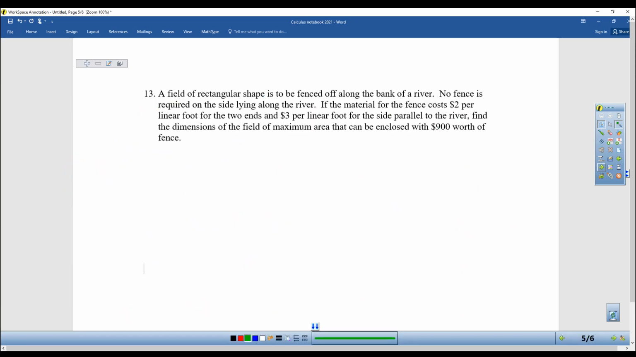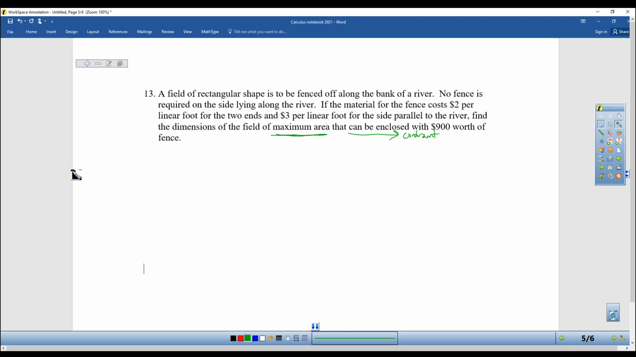Next one, number 13. A field of rectangular shape is to be fenced off along the river. No fence is required on the side lying along the river. If the material for the fence costs $2 per linear foot and the two ends are $3 per linear foot for the side parallel to the river, find the dimensions of the field of maximum area, I see what they're asking me to maximize, that can be enclosed with $900 worth of fence. So that can be, this is going to imply my constraint.